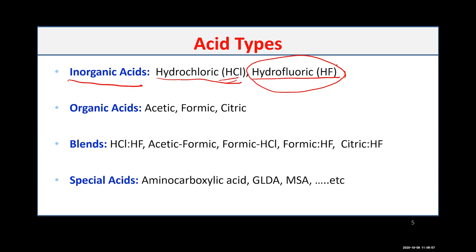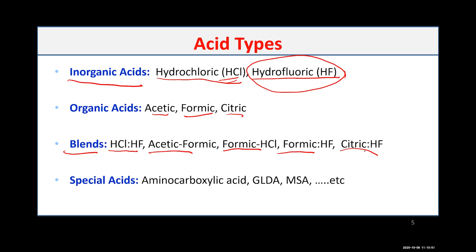Then we have organic acids: acetic, formic, and citric. And we use organic acid in areas where we will not be able to use the inorganic acid, mainly because of the low corrosion rate. Then we have blends. And as engineers, we really like blends. We try to blend different acids to get the benefit of each one. So we have an inorganic blend like HCl-HF. We have a pure organic blend like acetic-formic, or acetic-formic-citric, or citric-acetic. And we also have a blend between organic and inorganic, like formic-HCl, or formic-HF, or citric-HF. So we do blend all the acids, and in each blend, we try to get the benefits of both.